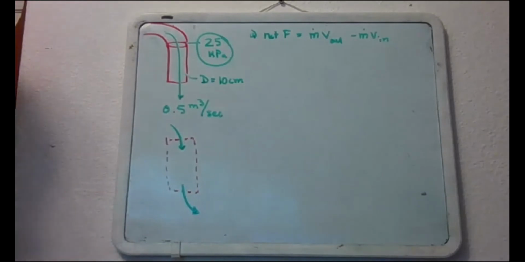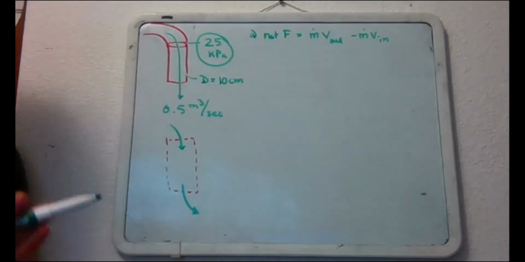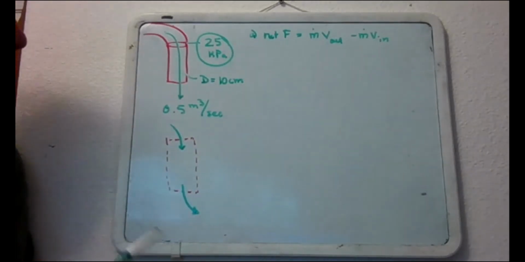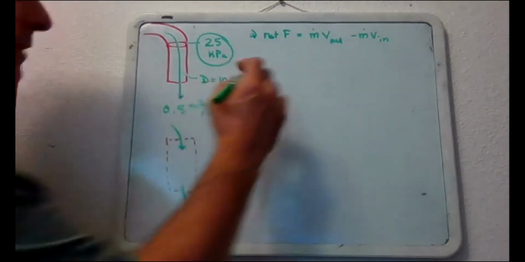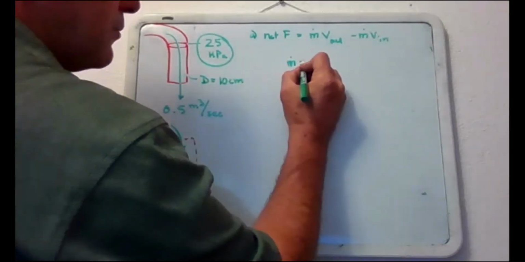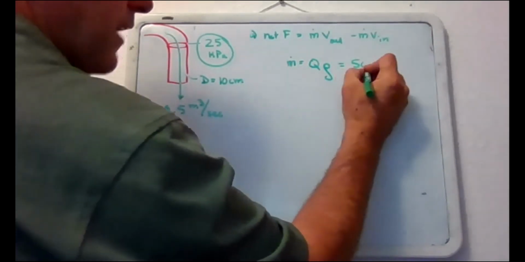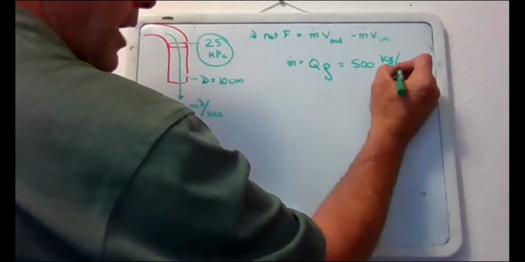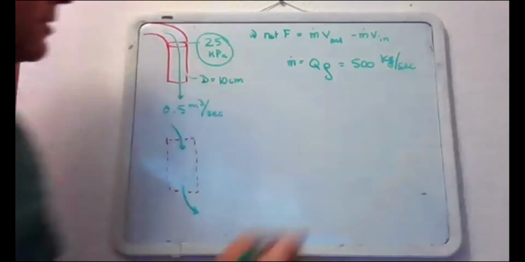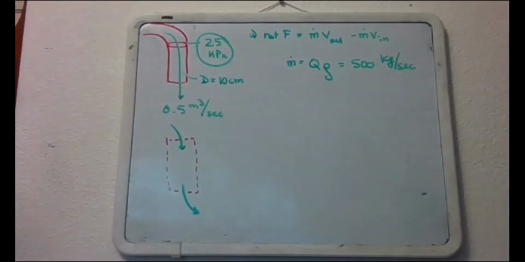All right, well, hopefully remember this is actually the same sort of numbers as the first problem, just so we can make it go faster. The m dot in this case is going to be equal to volumetric flow times density, and we got that early, 500 kilograms per second. Wow, that's a lot of water.